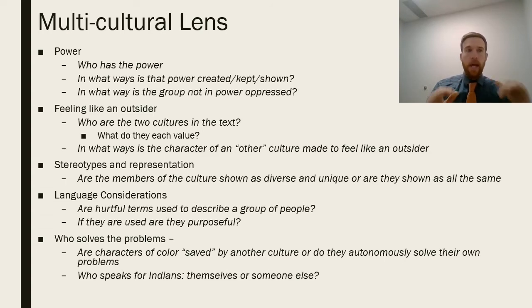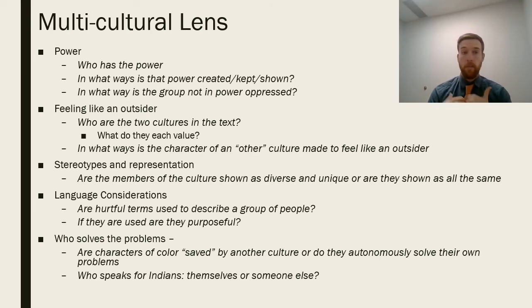As we go through these, we're doing a system of checks and balances. Is this author doing a good job of really writing a multicultural book? Are they presenting us a fair, nuanced version of this group that they're trying to describe? And last, who solves the problems? Are there characters of color or in the outside group who are saved by another culture, or do they have autonomy? Are they able to think for themselves and solve problems for themselves? In this book specifically, who's the one speaking for the Indians? Are they speaking for themselves?